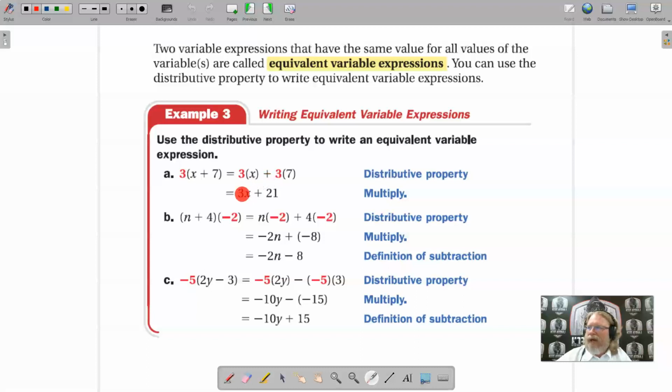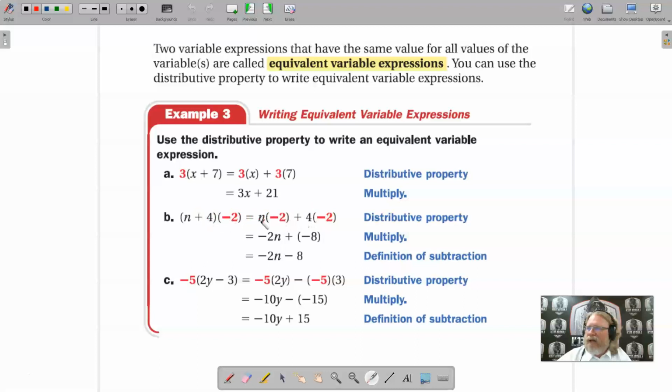So we end up with 3x. 3 times x is 3x. And 3 times 7 is 21. So we could rewrite this as this, and we use the distributive property to do so. On the next one, we have negative 2 times n, so we have n times negative 2. And negative 2 times 4 we have here. It is addition, so we leave it as addition.